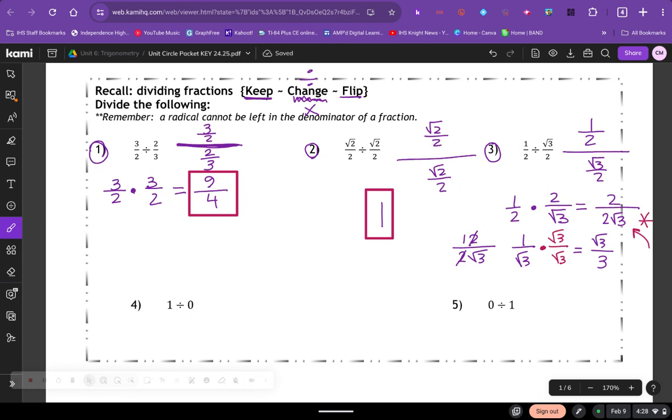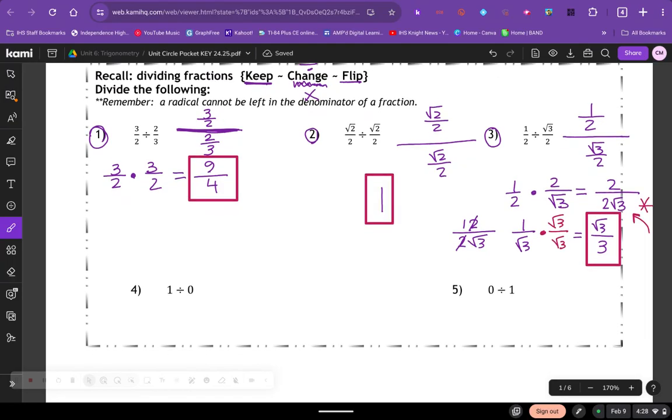The reason for that is because I really get the square root of 9 when I multiply those two denominators together, and the square root of 9 is equal to 3. So this part right here is actually my final answer for number 3. Now that I've done a little bit of extra work, I've found my final answer there.